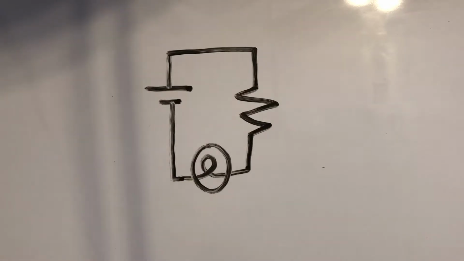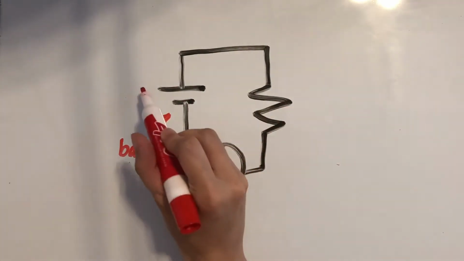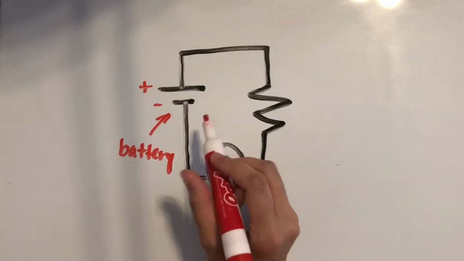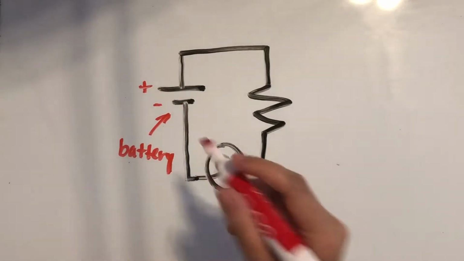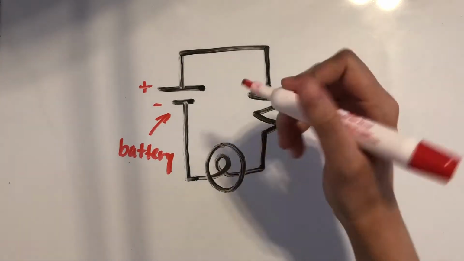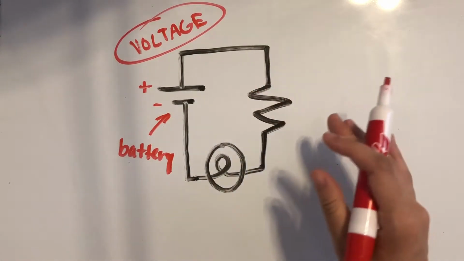So over here is the representation of a battery. And the longer line stands for the positive side of the battery, while the shorter line stands for the negative side of the battery. Now, the battery provides a constant source of potential difference that we call voltage. And this really allows the battery to power the circuit.